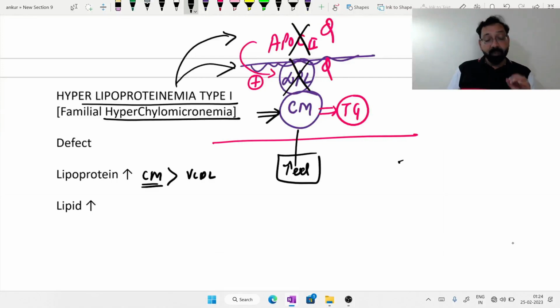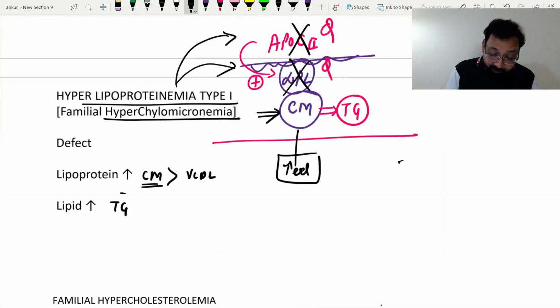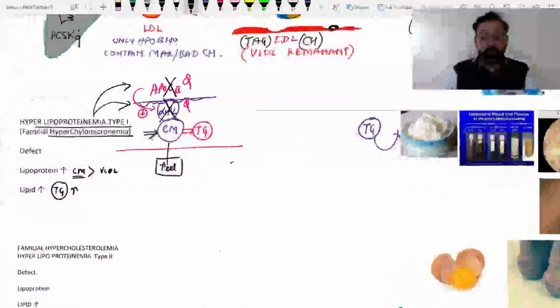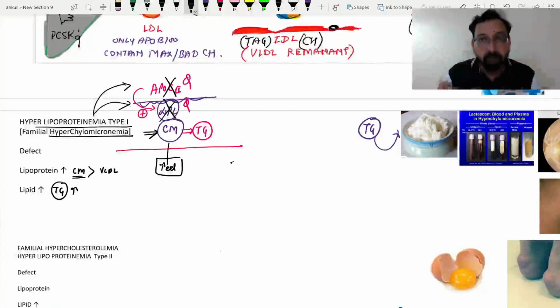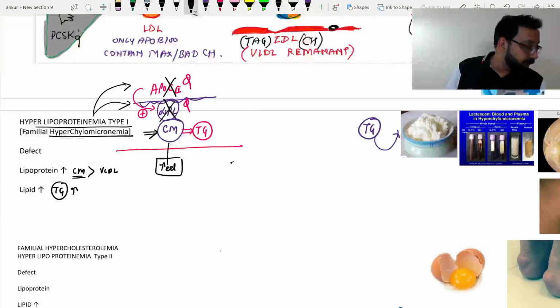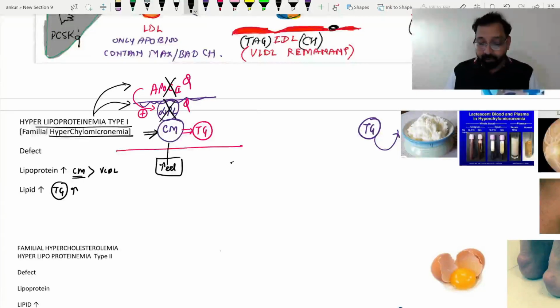Chylomicron and VLDL contain mainly triglyceride. Triglyceride is increased. I just told you triglyceride is nothing but white butter. I'm not telling you the detail because it's rapid revision. In my regular class, I discuss it in detail, but for the time being we are summarizing depending on the questions which are being asked. You can solve them very easily.